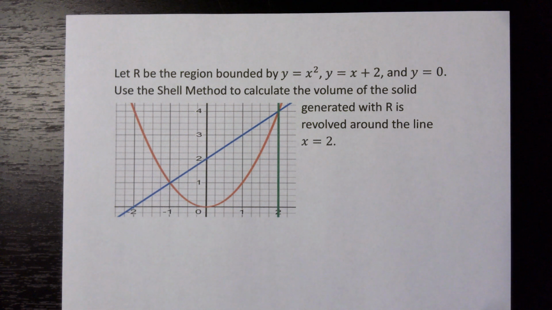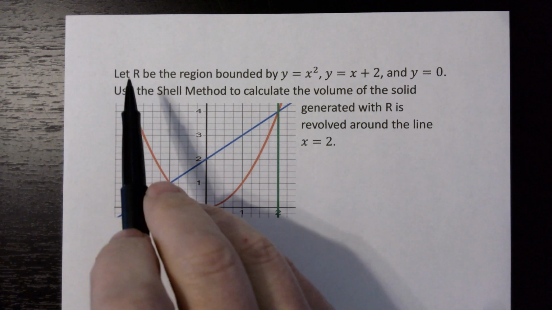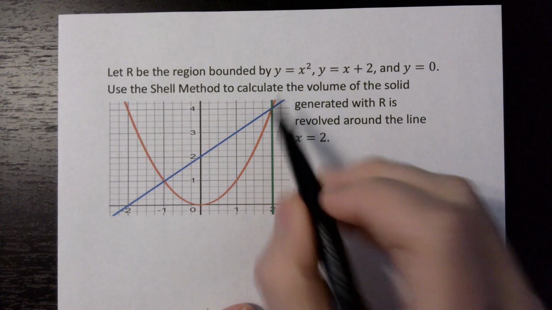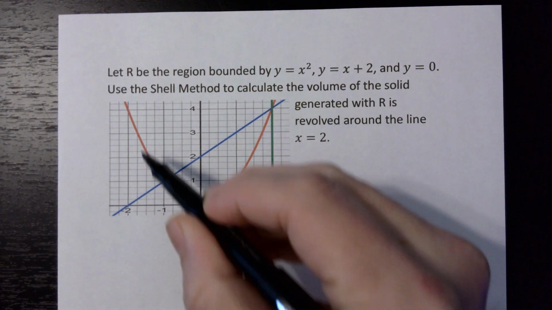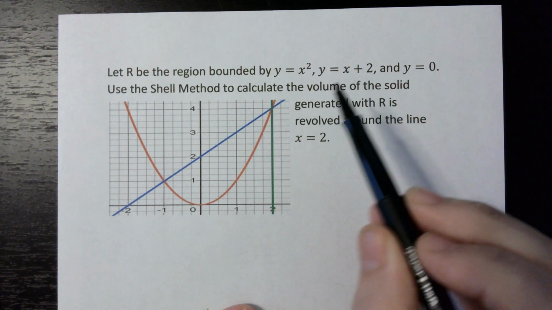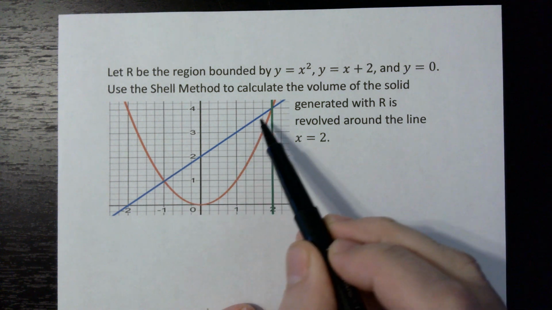Okay, in this video, we're going to be using the shell method to calculate the volume of a solid that's generated. The region that we're looking at, R, is the region bounded by y equals x squared, that's this parabola here, the red one. We also have the line y equals x plus 2, that's this line right here.